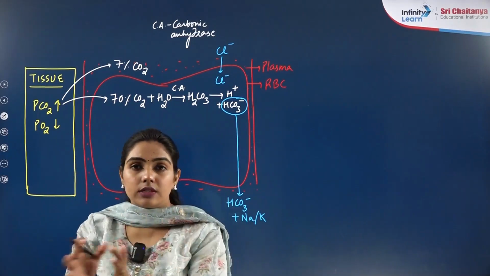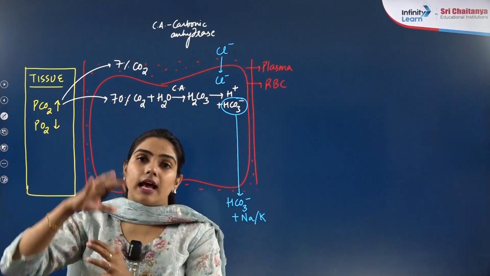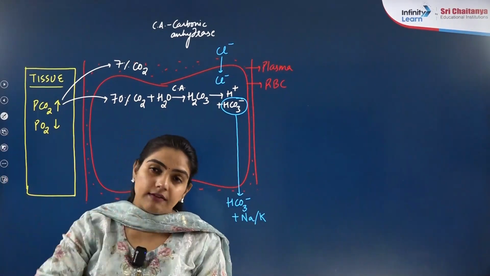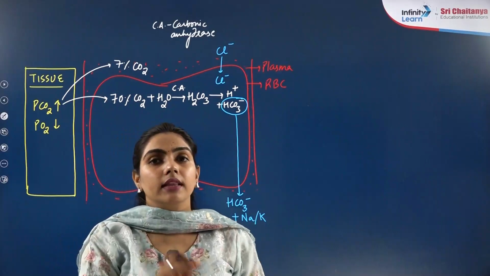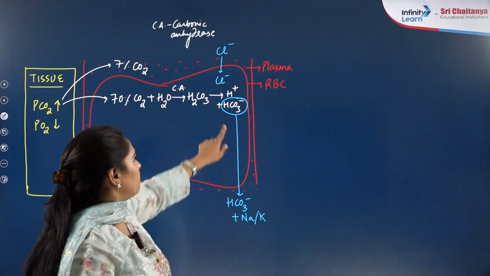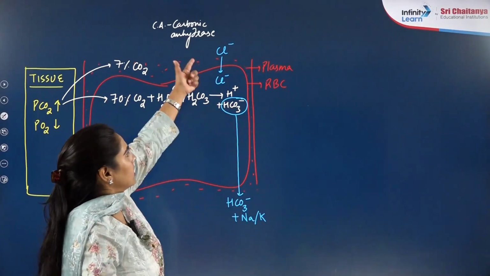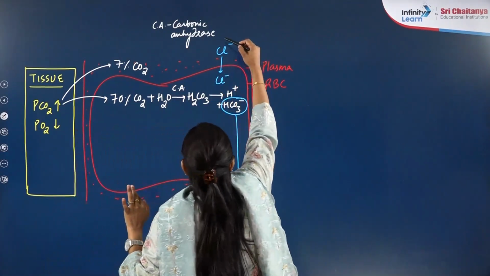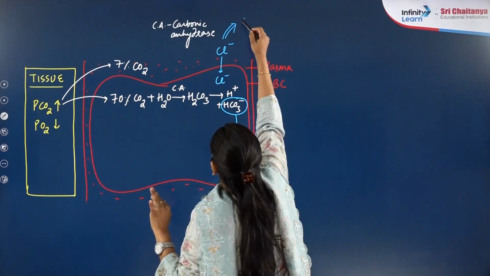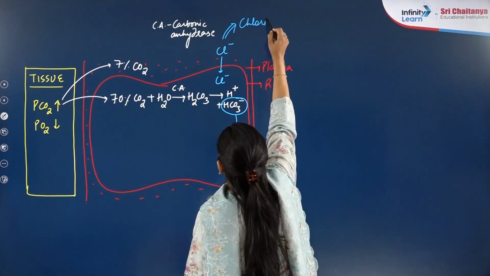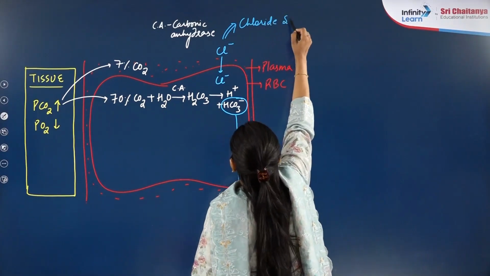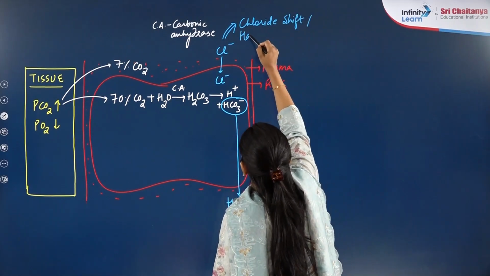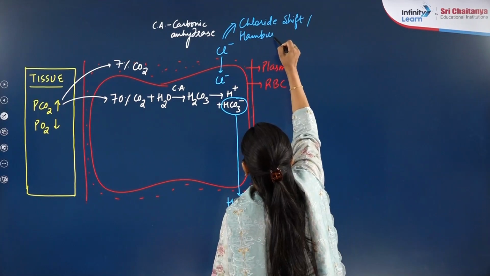When one ion is going out, then another ion has to come in. When a negative ion is going out, only a negative ion has to come into the RBC. So when bicarbonate ion goes out, then chloride ion will come in, because this is also a negative ion, and this is known as chloride shift. Very important phenomenon. Chloride shift, also known as Hamburger phenomenon.